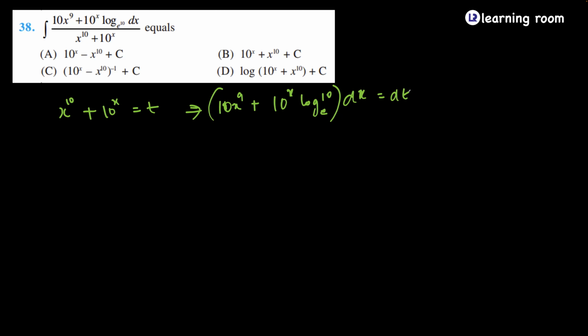So the numerator is dt and the denominator is t. The answer will be log of mod t plus c, which is going to be log of how much? x power 10 plus 10 power x plus c. That's it. x power 10 plus 10 power x plus c. So which option is right? Option D.